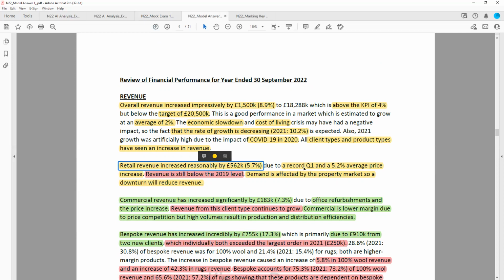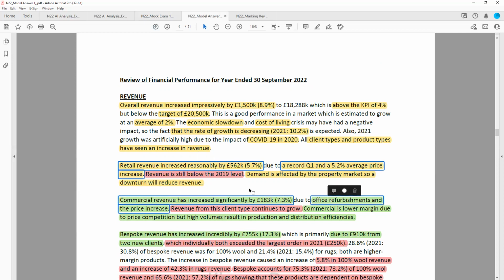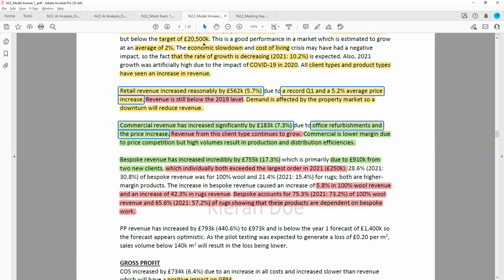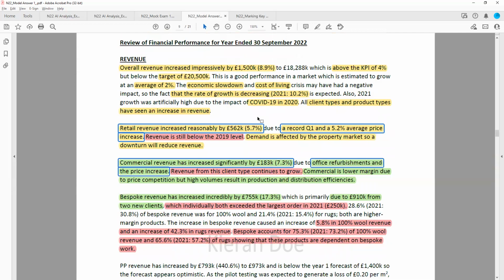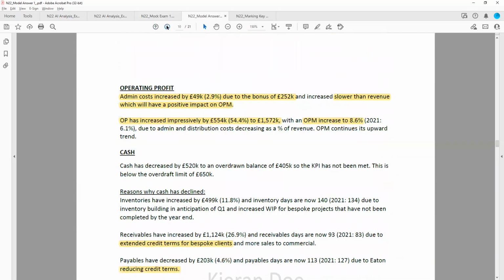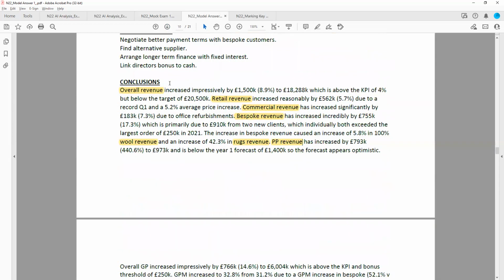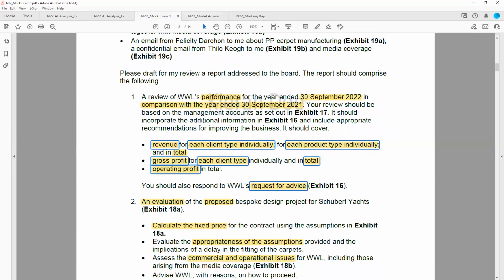So like retail, I've just taken what it's gone up by and the reason why. Commercial, and the reason why. I've left all these further insight points out because you can't copy a whole revenue section into your conclusions, because it's then not a conclusion. So I take those main points for each, just a number and the reason, and have that in my conclusion so that I've concluded on everything that they've asked for.